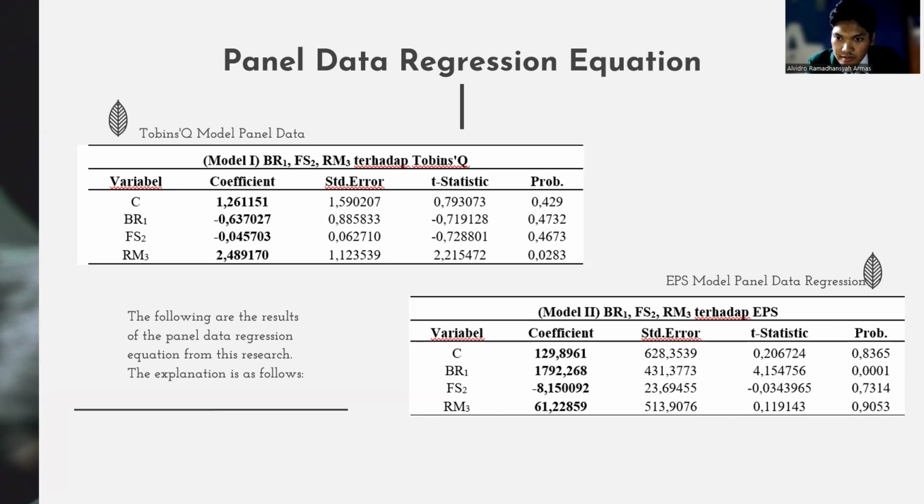Furthermore, the risk management variable has a positive value of 61.22859. If there is an increase in risk management by 1 unit, the EPS will increase by 61.22859.